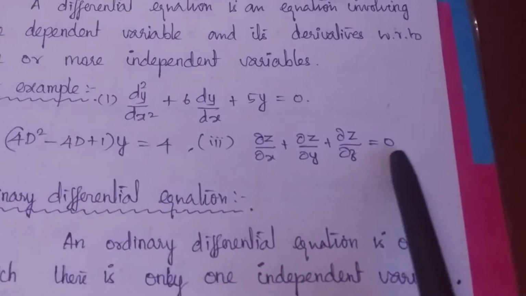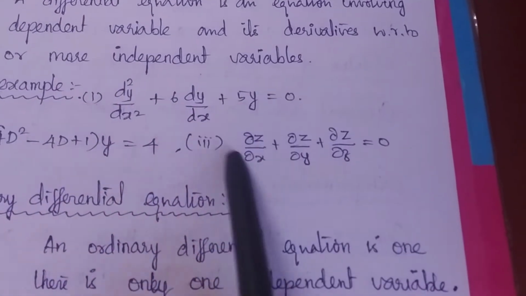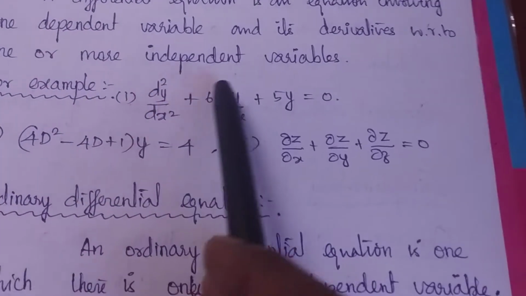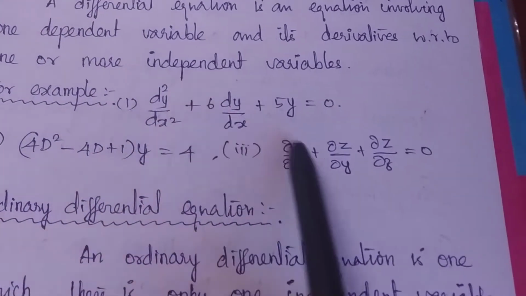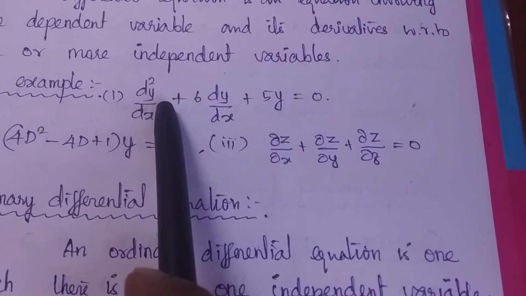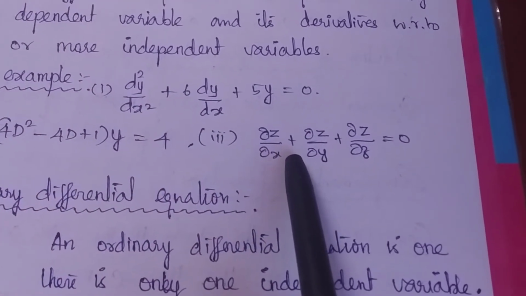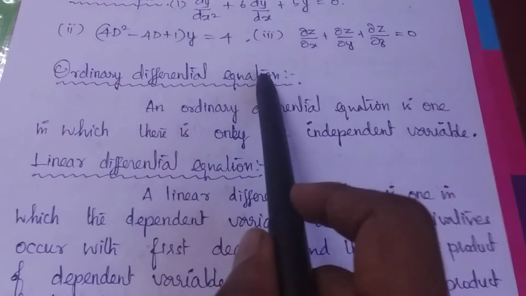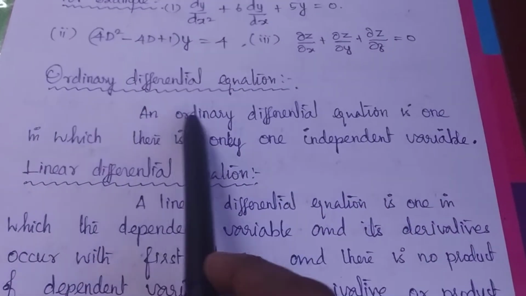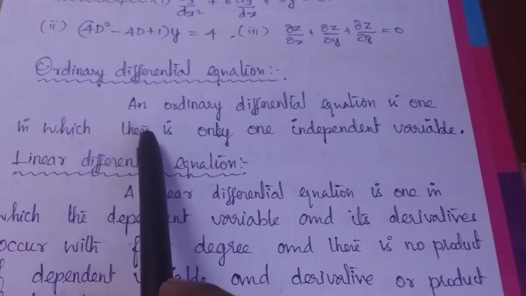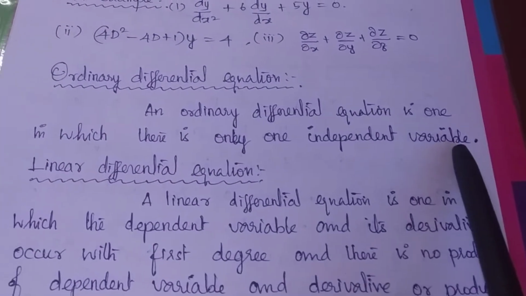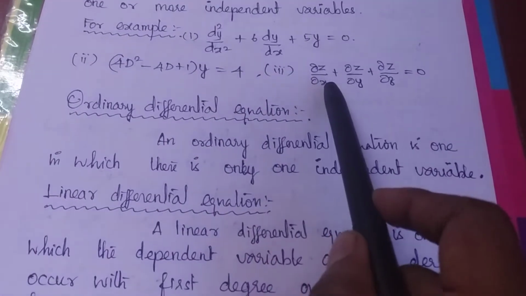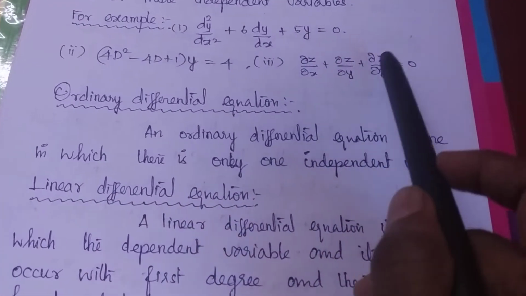So this type of differential equation is called a partial differential equation. And these are called ordinary differential equations. What is the difference between these two? Here only one independent variable, but here more than one independent variable, x, y, z. I already said that an ordinary differential equation is one in which there is only one independent variable, y with respect to x. But here z with respect to x, z with respect to y, z with respect to z.